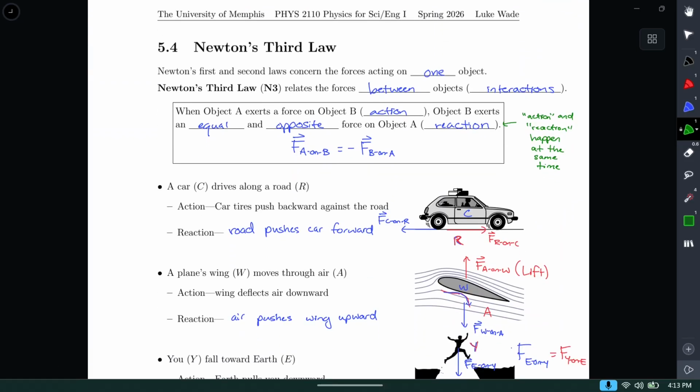So what distinguishes the third law from the first two is that it is about what happens between two different objects, two different things, whereas the first and second law are all about what's happening to this one thing. If there's no net force, what happens to this one thing? If there is a net force, what happens to this one thing? The third law connects that one thing to the outside world, to everything else around it.